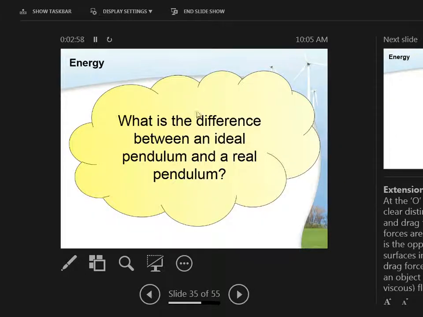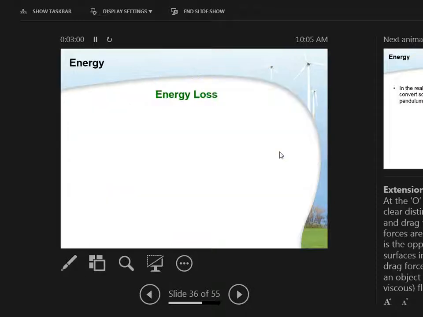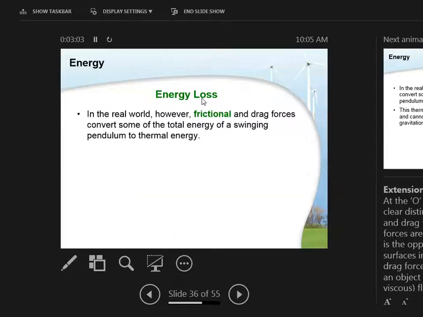Okay? So what is the difference between ideal and real pendulum? We covered it already. There is energy losses in a real one.